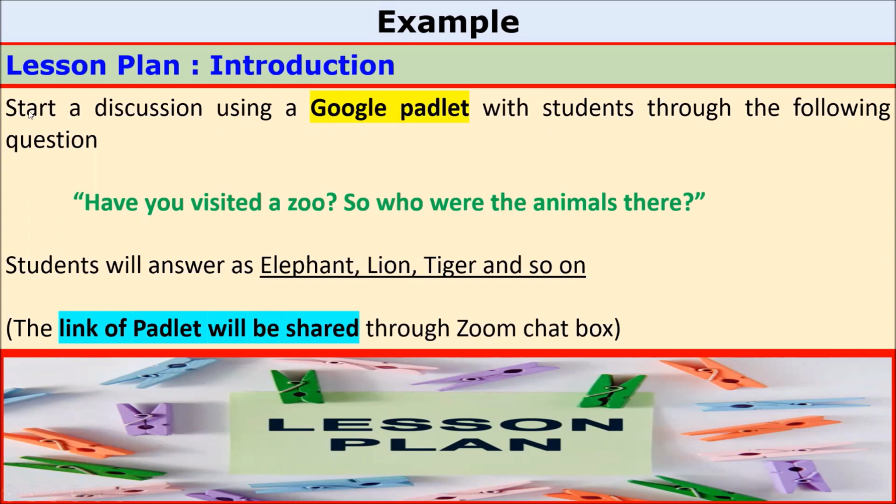Here, first start with the teacher activity. Here the teacher activity is to start a discussion using a Google Padlet. What students are doing is giving the answer. Students will answer by giving some names of animals in the zoo. Then you also want to mention that the link of the Padlet will be shared through the Zoom chat box. The way of sharing your links is also important. You want to mention in the lesson plan how you are going to share the activity link on Zoom.